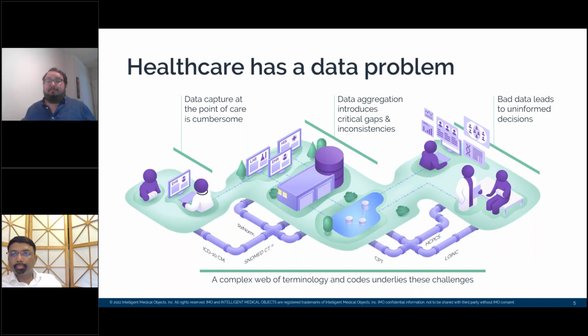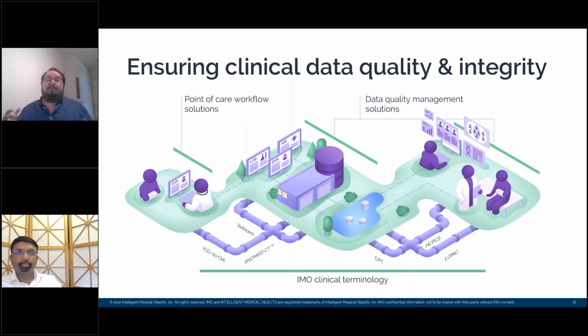to uninformed decisions. And so at IMO, we've really been focused on being a healthcare data enablement company. We look at addressing this across the entire ecosystem in your organization, looking at point of care workflow solutions that make it easy to document appropriately and document the way a clinician would like things to be documented, and then data quality management solutions that can help fill in those critical gaps that get introduced throughout this process.